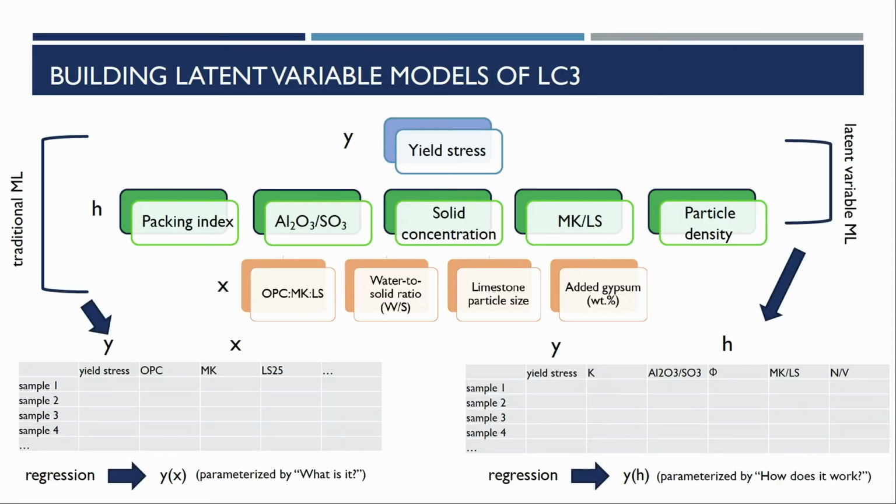So the way that these models work is, if you're going to do a traditional model, any model to predict, in this case, the yield stress as a function of compositional variables, sample 1 had a certain combination of Portland cement, metakaolin, this much 25 micron limestone, blah, blah, blah. And I would write the yield stress value here. So what I'm looking for is a function, yield stress as a function of these. And I'm going to do a regression.